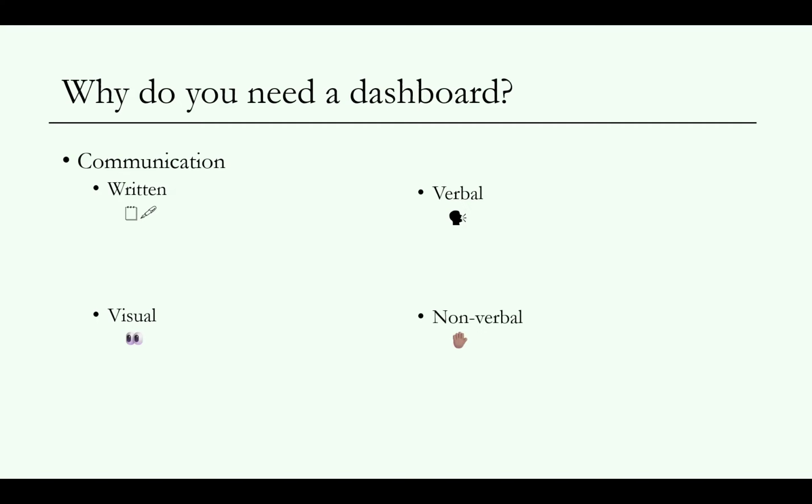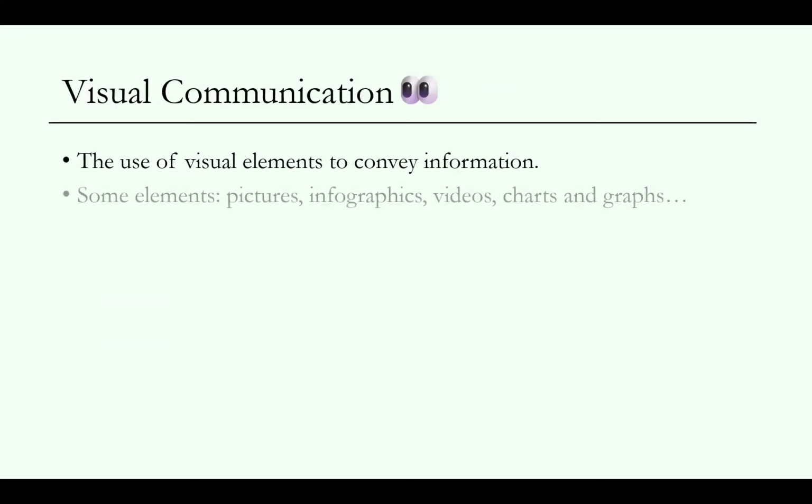But we realize that in a dashboard, the medium of communication that is employed is visual communication. And we understand why visual communication. First of all, visual communication is defined as the use of visual elements to convey information. Some of these visual elements are pictures, shapes, infographics, videos, charts, and graphs. These are all visual elements that we can use to communicate.